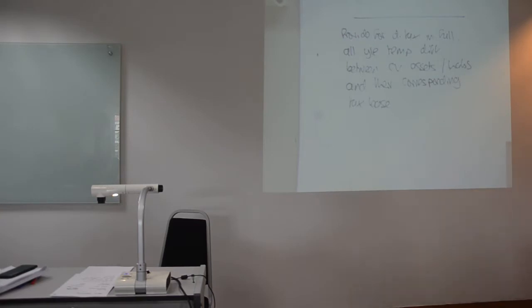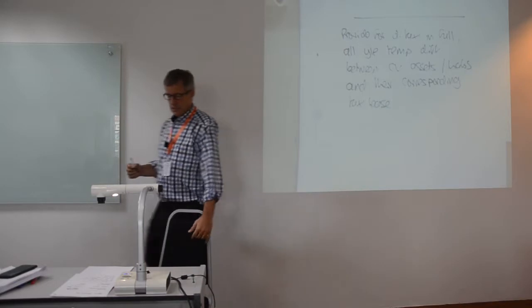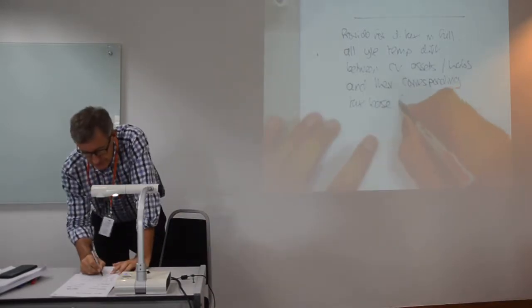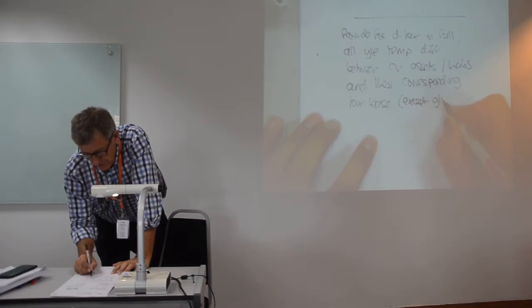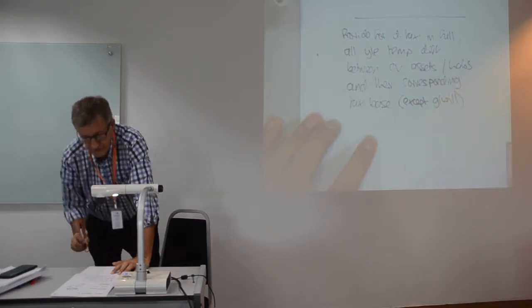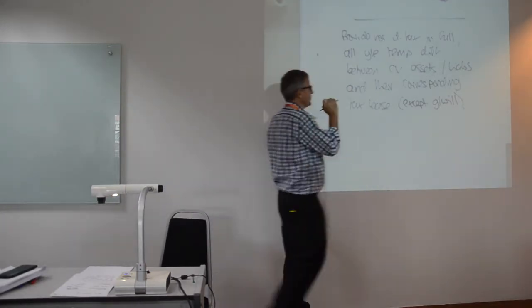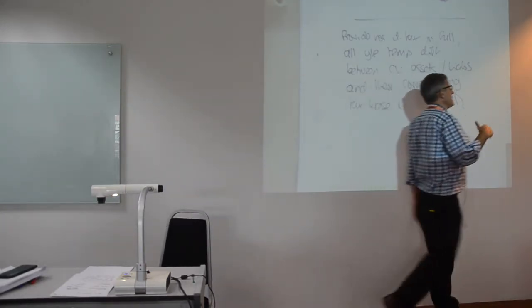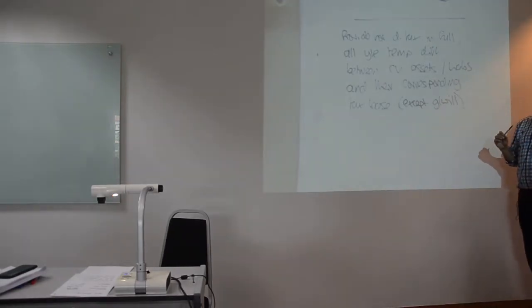One exception, goodwill. Don't ever get involved in deferred tax on goodwill. Yeah, it's only in the group accounts, and it is an exception to the rule that we provide for deferred tax. So deferred tax is provided for in full on all of your year-end temporary differences between the carrying value of assets and liabilities and their corresponding tax base.